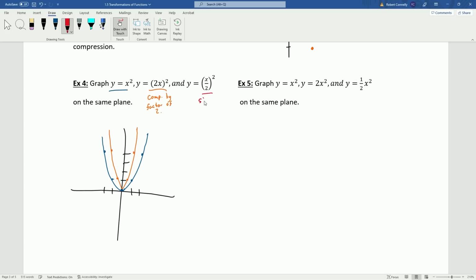And here, this should be a stretch by a factor of 2. I could say by a factor of 1/2. Depends on how you want to phrase that, but I'm not too picky about that in particular. So here we start with our original points, and they should each double their distance from the y-axis. So this should look roughly like this.